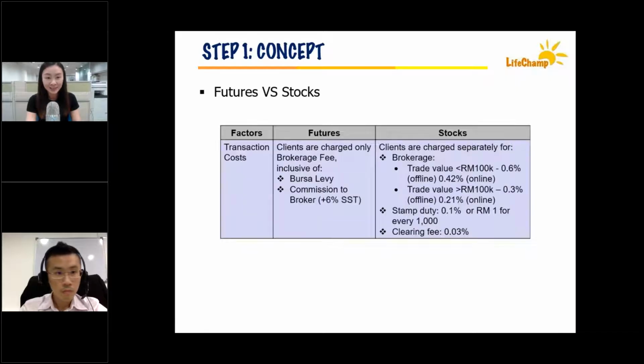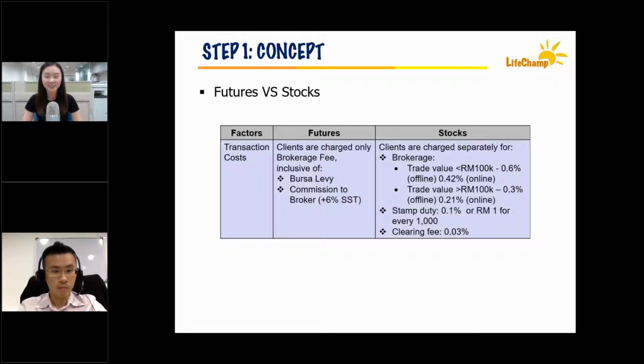So next one will be the transaction cost. For futures, it is very easy and very straightforward. You get charged the Bursa levy and the brokerage commission to the broker, plus the 6% SST. When you go into one position, you get charged one time, and when you close your position, you get the same charges. So very straightforward.